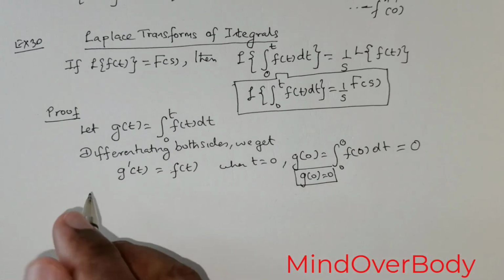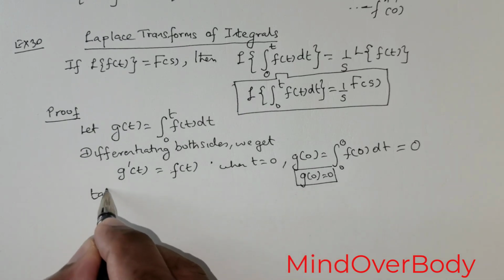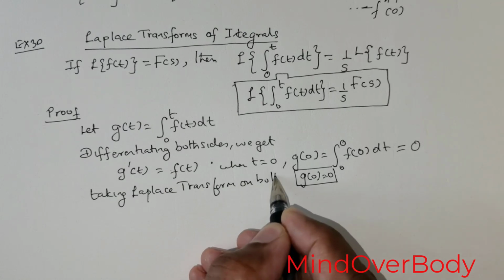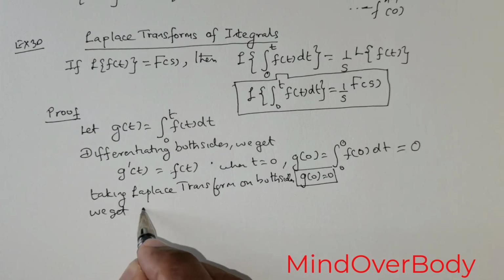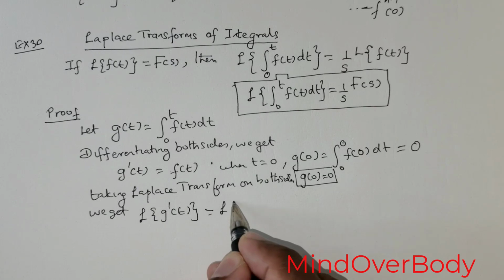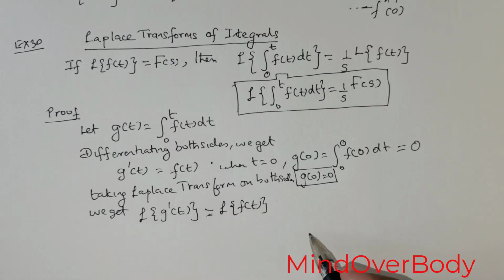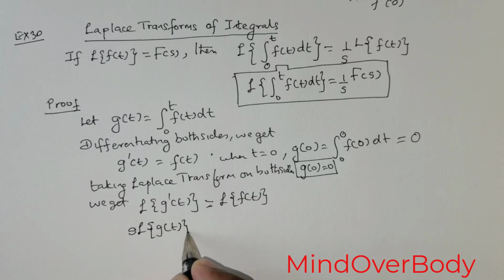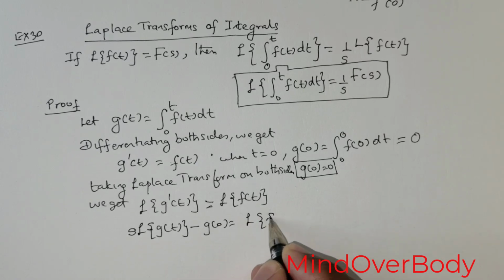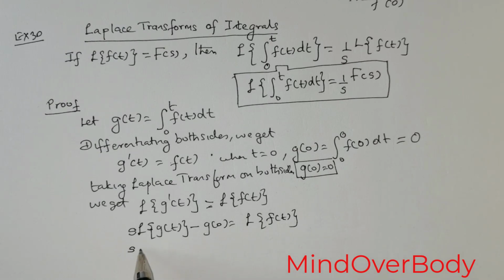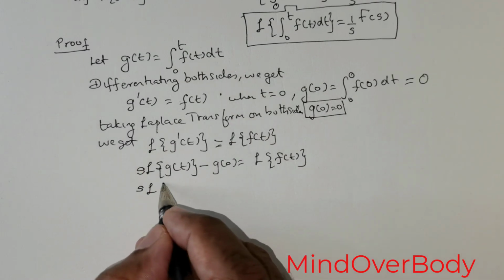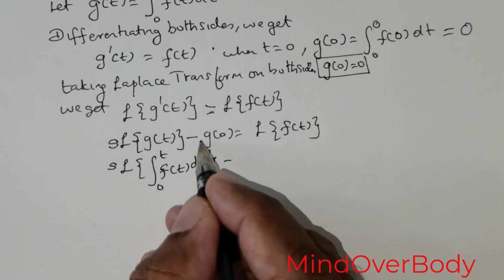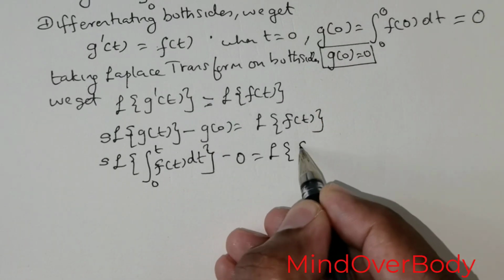So having got that, what I wish to do is I would like to take Laplace on both sides. Taking the Laplace transform on both sides, we get the Laplace transform of g dash of t is equal to the Laplace transform of f of t. Now what is the Laplace transform of g dash of t? This is s times the Laplace transform of g of t minus g of 0 is equal to the Laplace transform of f of t. Now this is rewritten as the Laplace transform of, what is g of t? g of t is the integral 0 to t f of t times dt. g of 0 is 0. This is the Laplace transform of f of t.